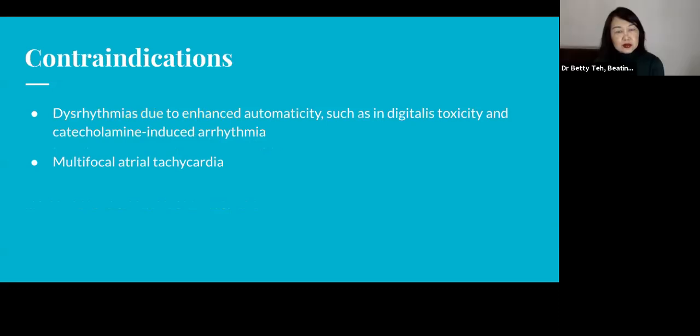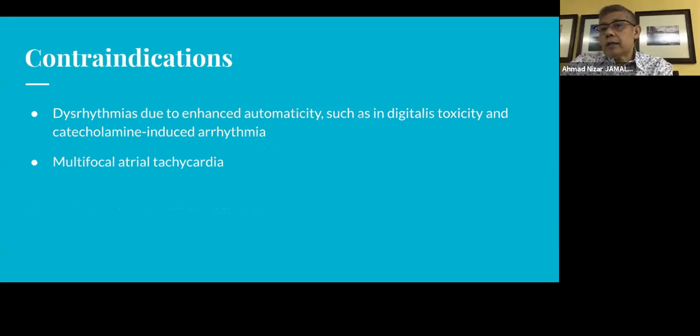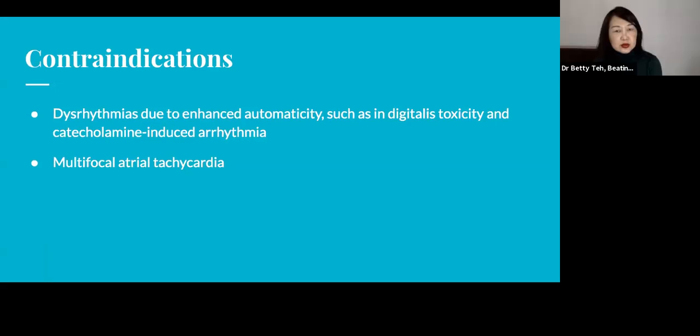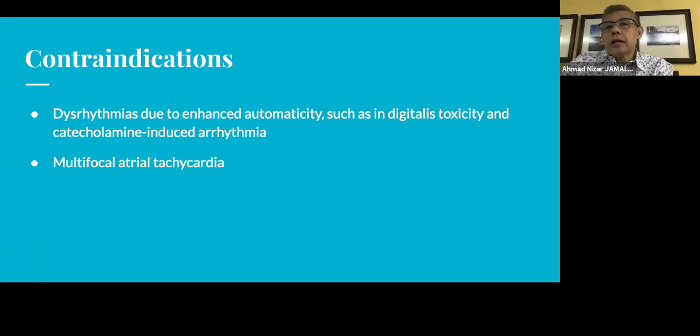It is contraindicated in dysrhythmia due to enhanced automaticity, such as digoxin toxicity or catecholamine-induced arrhythmias. Because in this situation there is automaticity, so you cannot disrupt a circuit. It may just come back. Multifocal atrial tachycardia is a typical case of automaticity. It is contraindicated; you need to control the rate for that purpose.